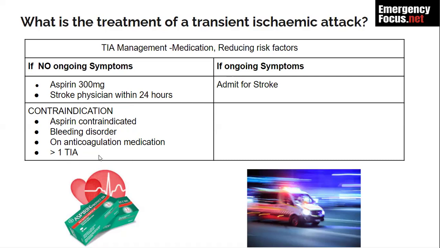However, there are some contraindications to giving aspirin. If aspirin is contraindicated for some reason, for example if your patient has a blood disorder, you have to find that out. It will carry an extra mark. Or if your patient is already on a newer anticoagulant for atrial fibrillation, or if there has been more than one TIA, then you don't have to give aspirin. You just refer your patient right away.